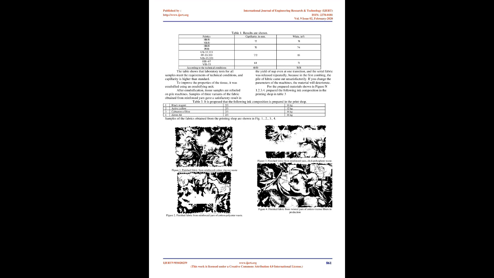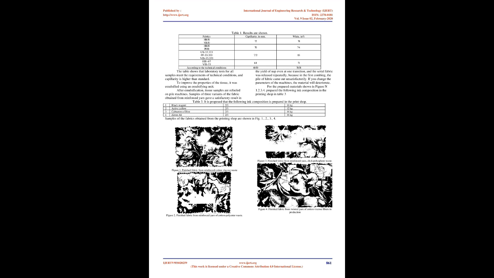The table shows that laboratory tests for all the yield of nap even at one transition, and the serial fabric samples meet the requirements of technical conditions, and was released repeatedly, because in the first combing, the capillarity is higher than standard. Pile of fabric came out unsatisfactorily. If you change the parameters of the machines to improve the properties of the tissue, the material will deteriorate. Emulsified using an emulsifying unit. For the prepared materials shown in figure N. After emulsification, tissue samples are refueled.